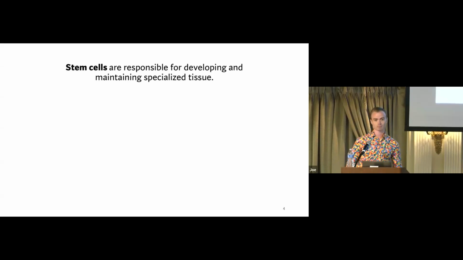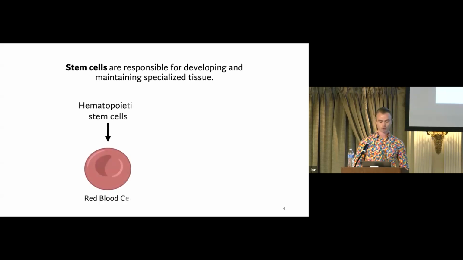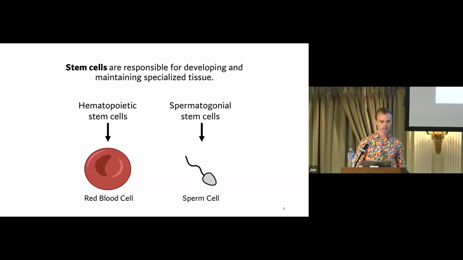To understand this process, it's very important to look at stem cells, because these are the cells that are responsible for both developing and maintaining specialized tissue in our bodies. There are lots of different types of stem cells. For example, there are hematopoietic stem cells, and these are the cells responsible for producing not only our cardiovascular system, like red blood cells, but also our immune system. Another example are spermatogonial stem cells. These are the stem cells that reside in the testes of male organisms and are responsible for producing a constant supply of sperm throughout adulthood.